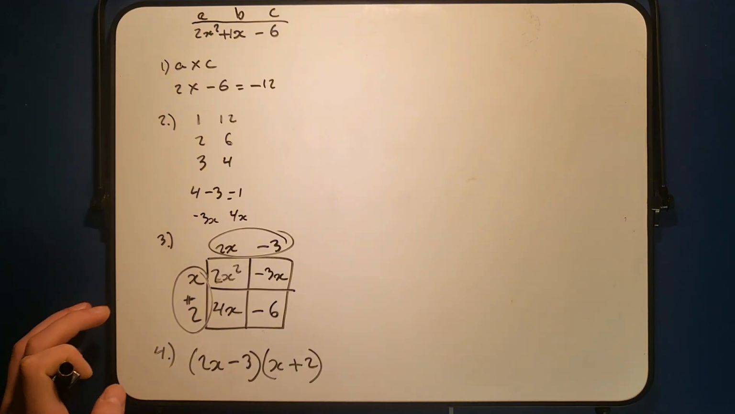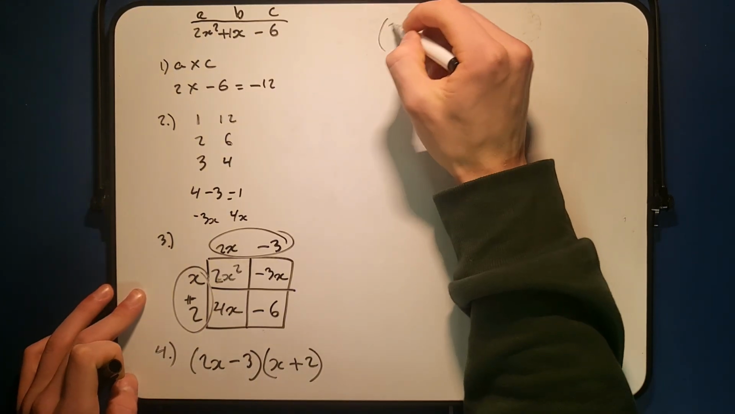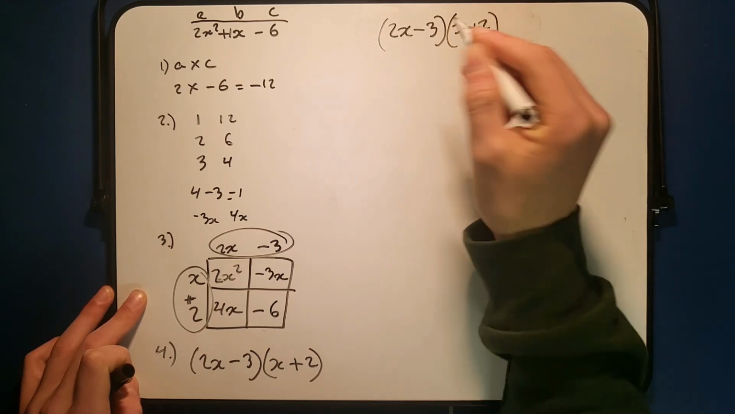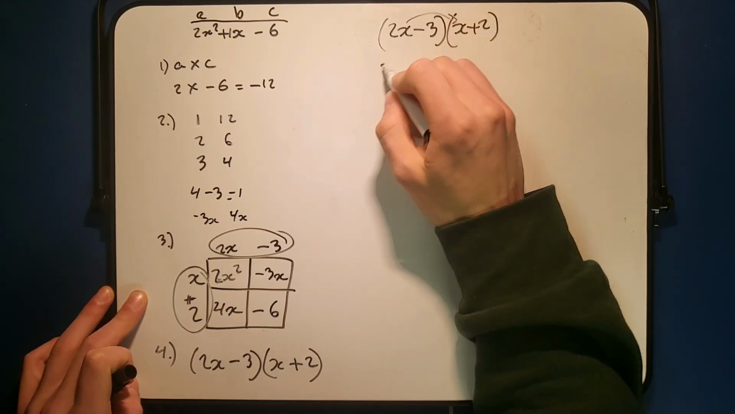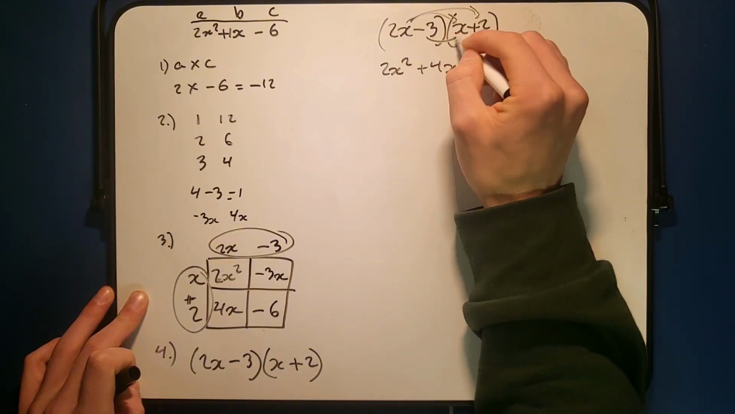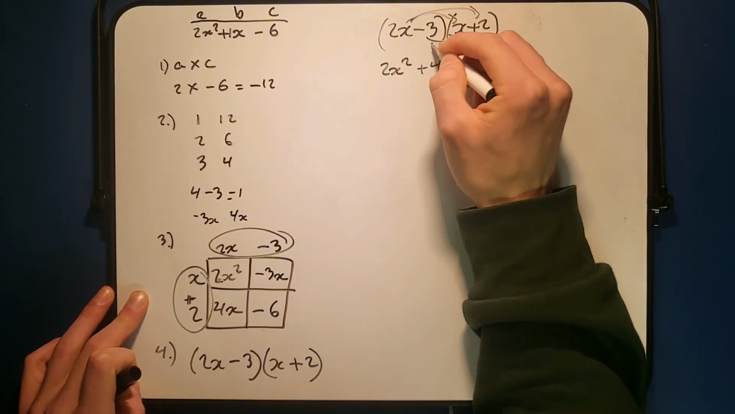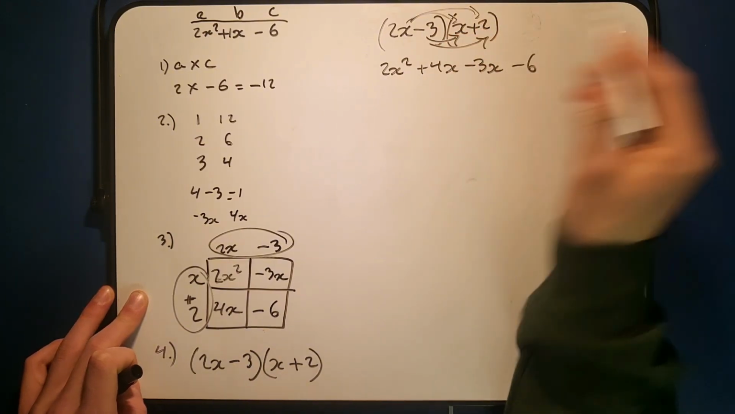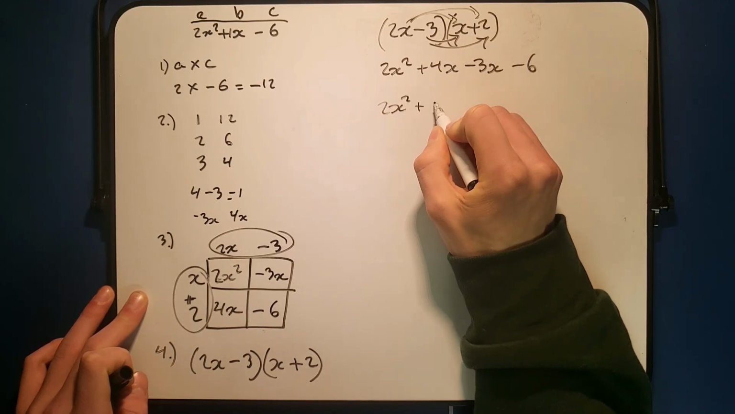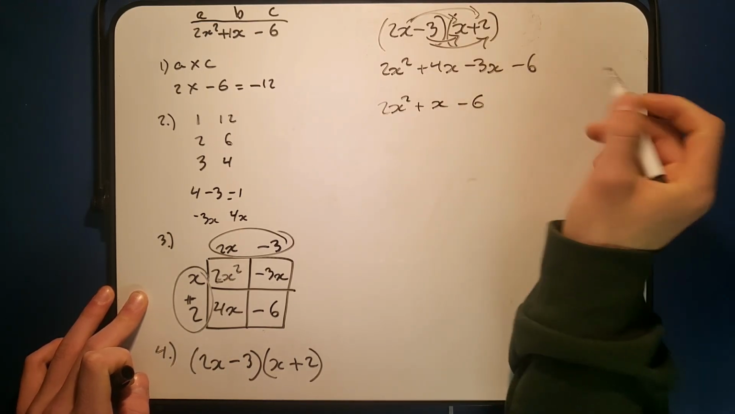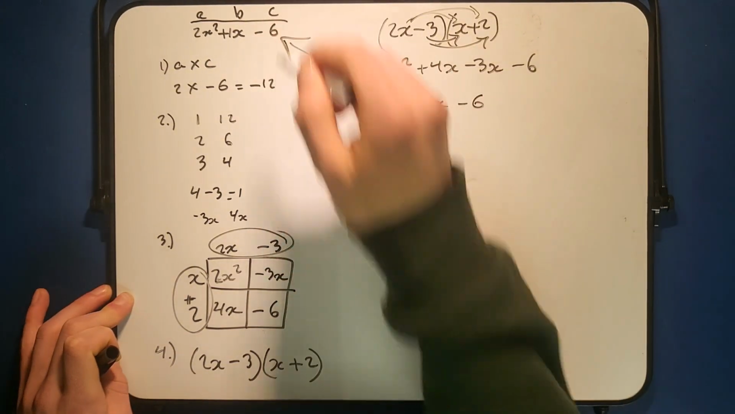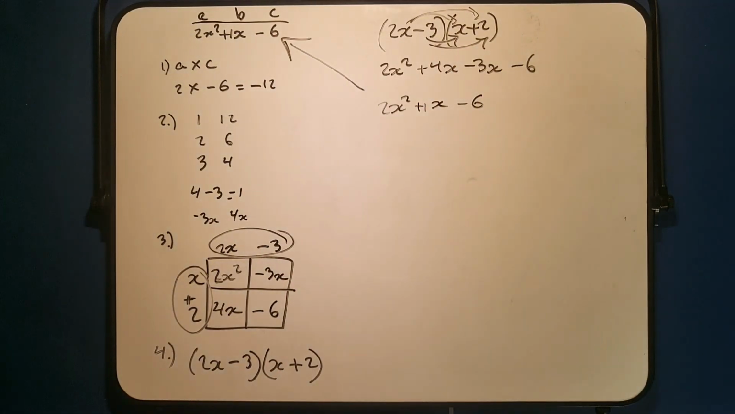And just to make sure that we've done this correctly, we're going to expand the brackets. So 2x minus 3 and x plus 2. We're going to multiply this, 2x squared plus 4x minus 3x and minus 6. And now we add the x's together. That gives us plus x minus 6, or 1x, let's say. And that does match our original quadratic.